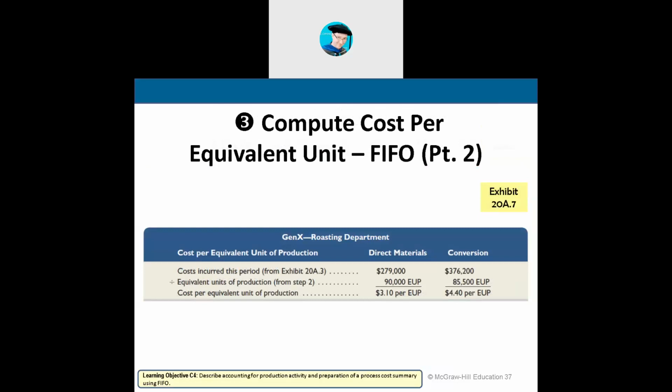Using the first in, first out method, we take the total costs incurred divided by the equivalent units of production to equal the cost per equivalent unit of production.